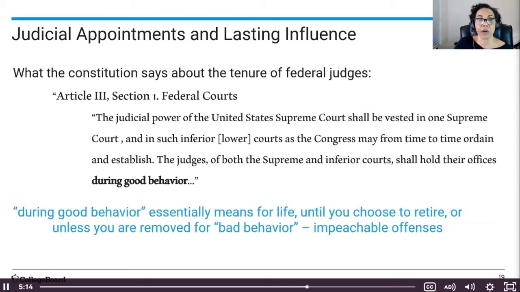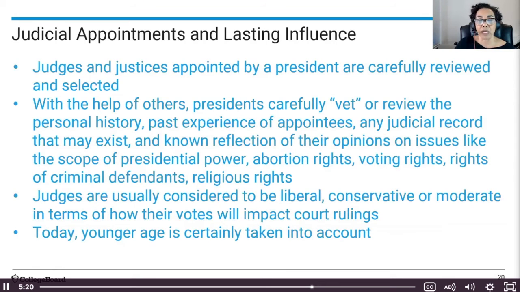alleged by Congress. Not going to go through all of this, but just essentially understand that these nominations for the courts are people who are carefully vetted or reviewed to see where their political opinions may lie, how they feel about certain controversial issues, their personal history, and then certainly views on some very specific things relative to things like presidential power or abortion rights, things that are very critical. They are going to be considered either liberal, conservative, or moderate in terms of how their votes will impact the rulings. And they tend to be younger because they can serve on the court longer.